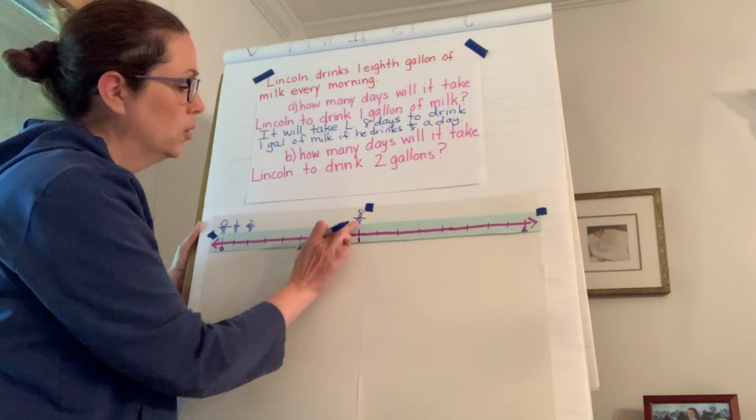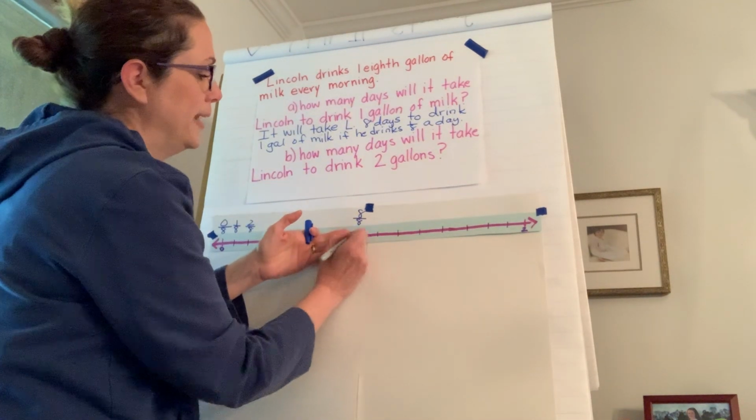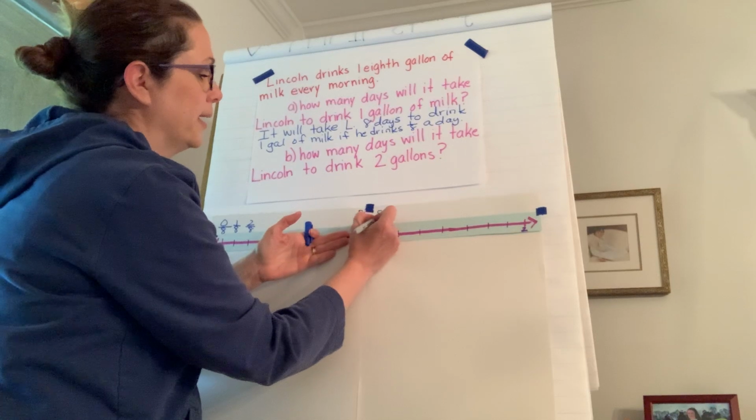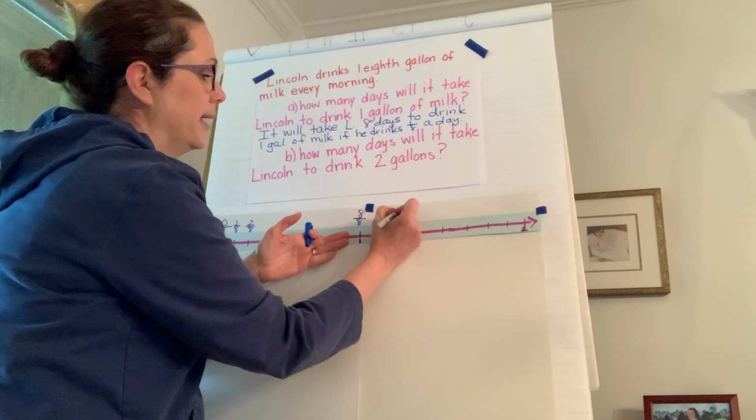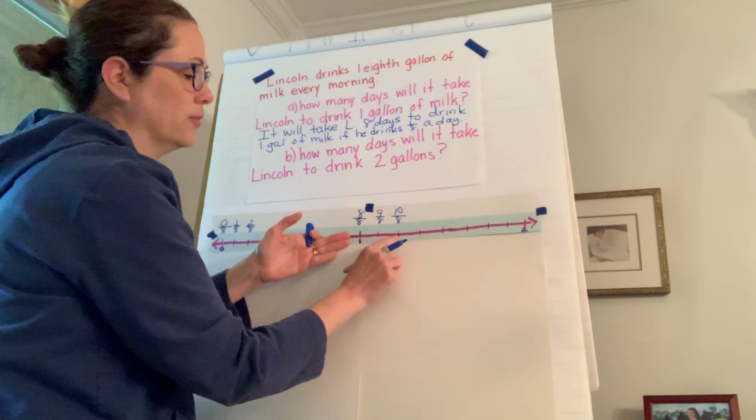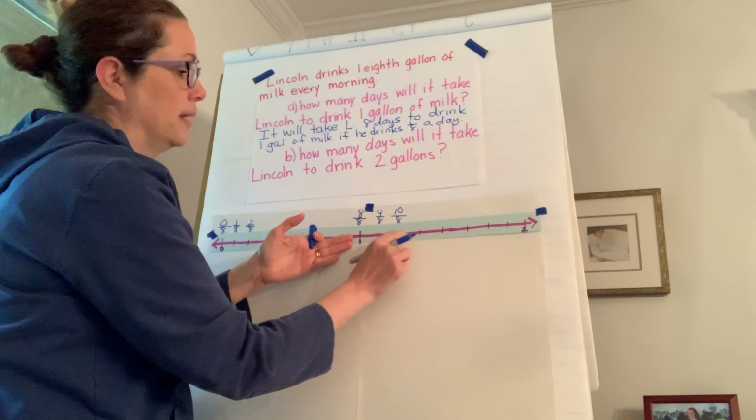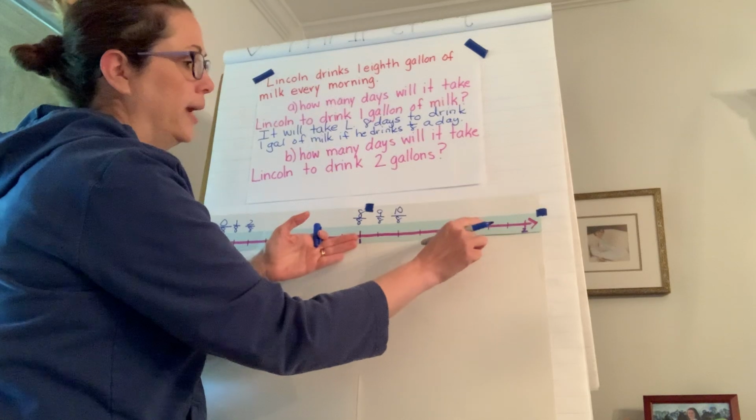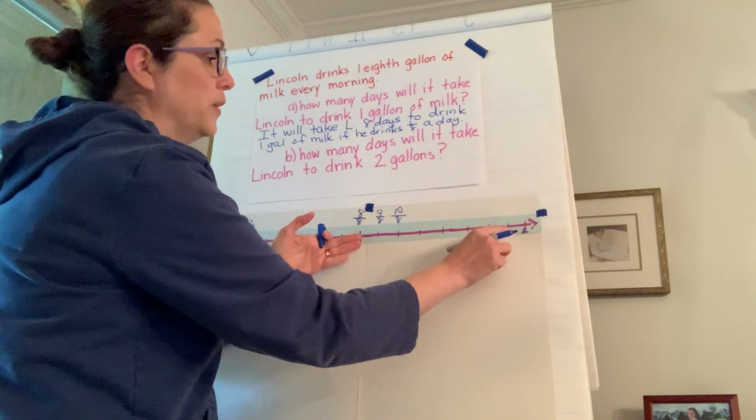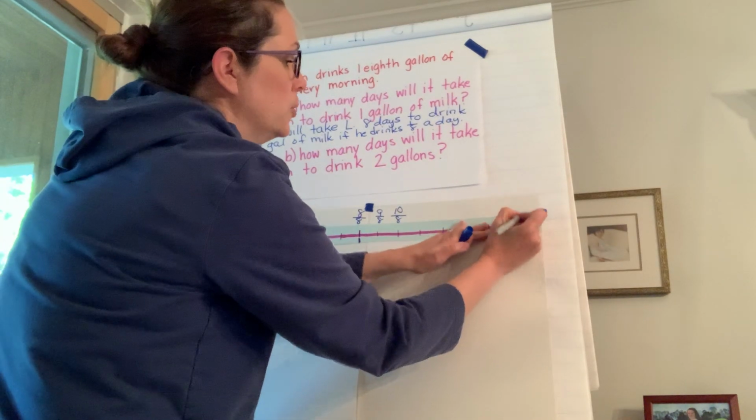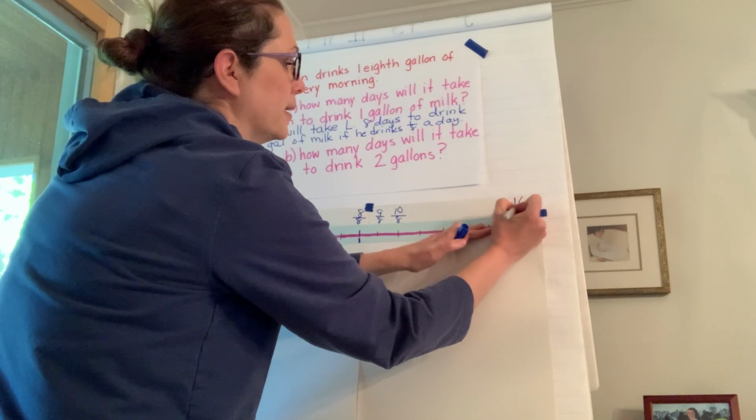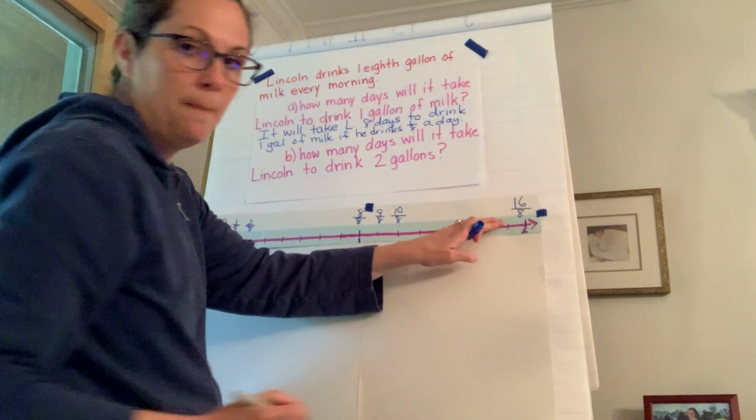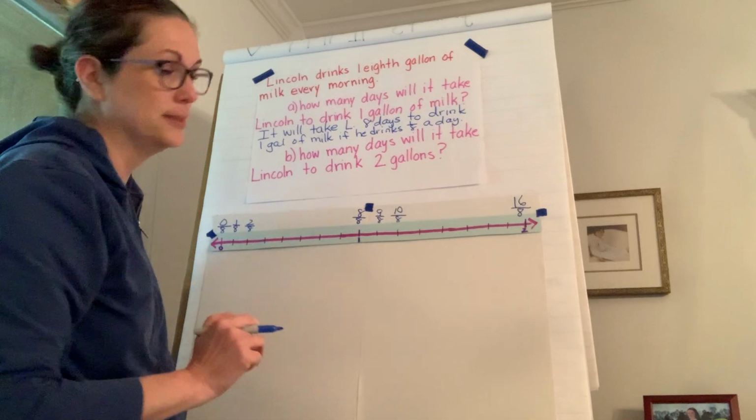If 1 was equal to 8/8, then the next 8th is 9/8 and 10/8. And I would just keep counting by 8s. If this is 10/8, 11/8, 12/8, 13/8, 14/8, 15/8, and at 2 wholes, I'm at 16/8. And I made that bigger because I want you to be able to see something.